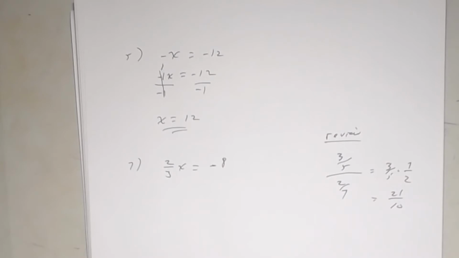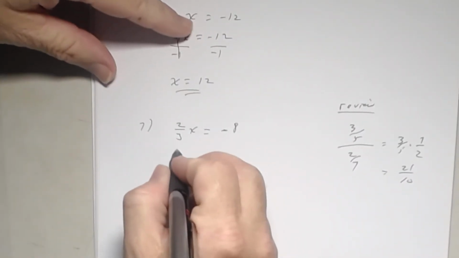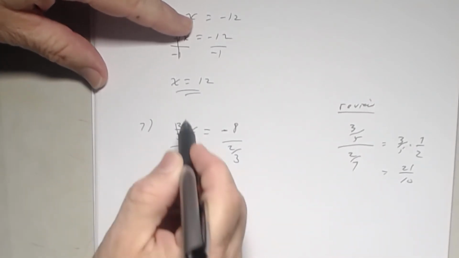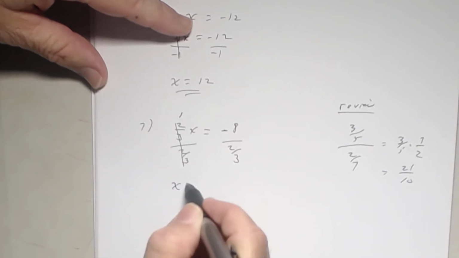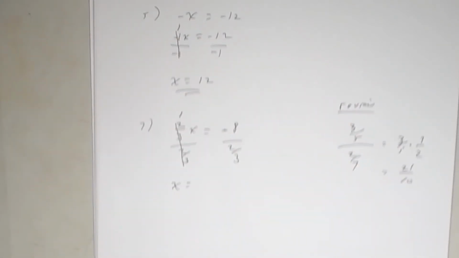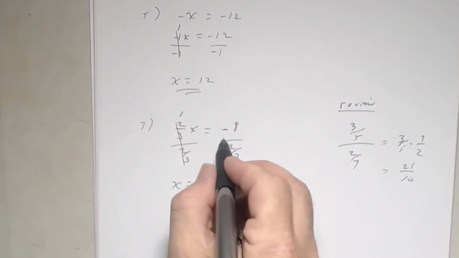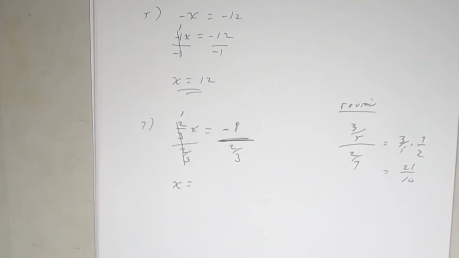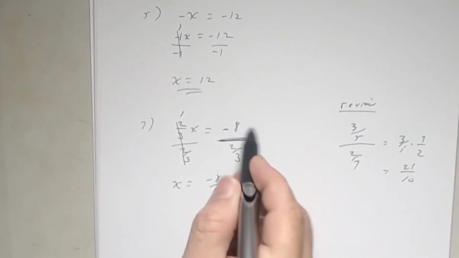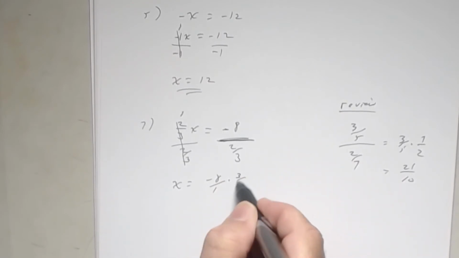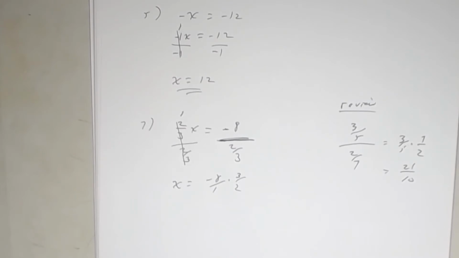By 2/3. So divide both sides by 2/3. And 2/3 divided by 2/3 is 1. 1 times x is x. Now I've got to figure this part out. My numerator is negative 8. My denominator is 2/3. So I change this division to multiplication. I get negative 8 over 1, the numerator, times the reciprocal of the denominator. What's the reciprocal of the denominator? 3 over 2.